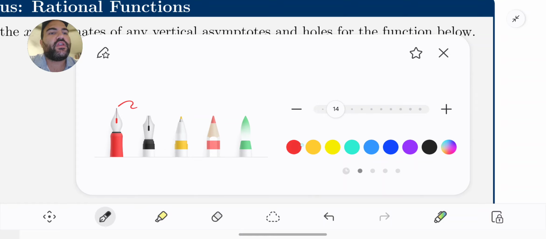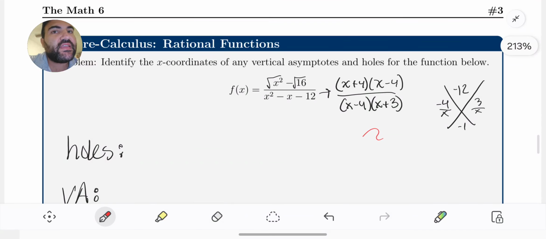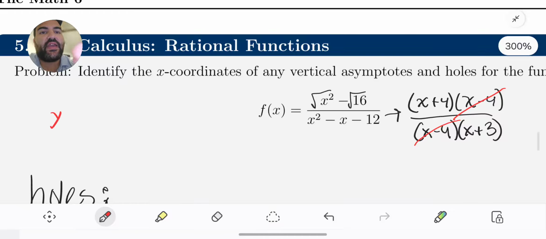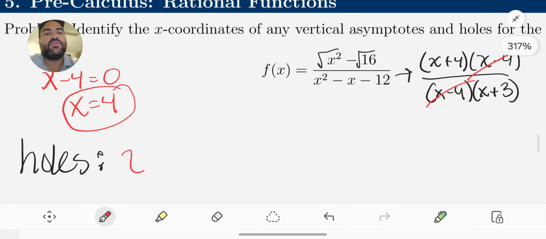Now, we are going to see if anything cancels out. I see the x minus 4. Those cancel out. That means you set it equal to 0. So we got x minus 4 canceled out. Set it equal to 0. That means x equals 4 is a hole. Okay? There's a way to find the coordinate, but they don't care about that, so we're not going to do it. But there's a hole at x equals 4.